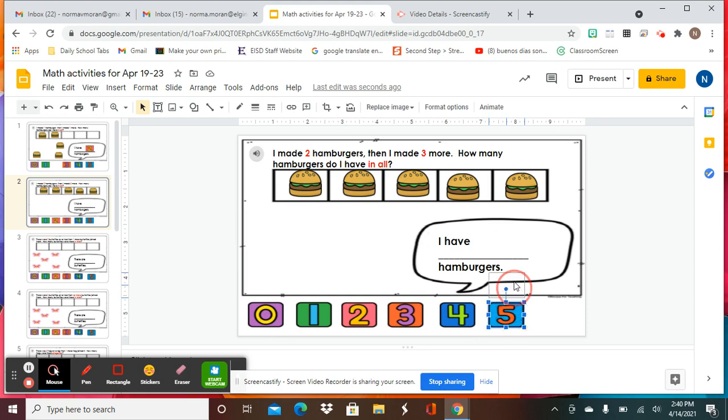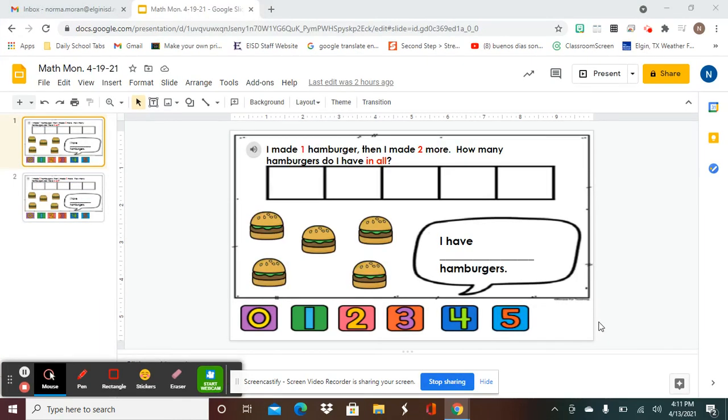So we're going to grab that 5 and we're going to put it right here. And now it says, I have 5 hamburgers. And they're right here. Okay? All right. So now let's talk about your homework. Your homework is going to be very similar to what we just did. Okay, for today's homework, remember, we're going to be listening to a word problem. These problems are going to be about hamburgers. These hamburgers right here, you can move them up here to the 5 frames.